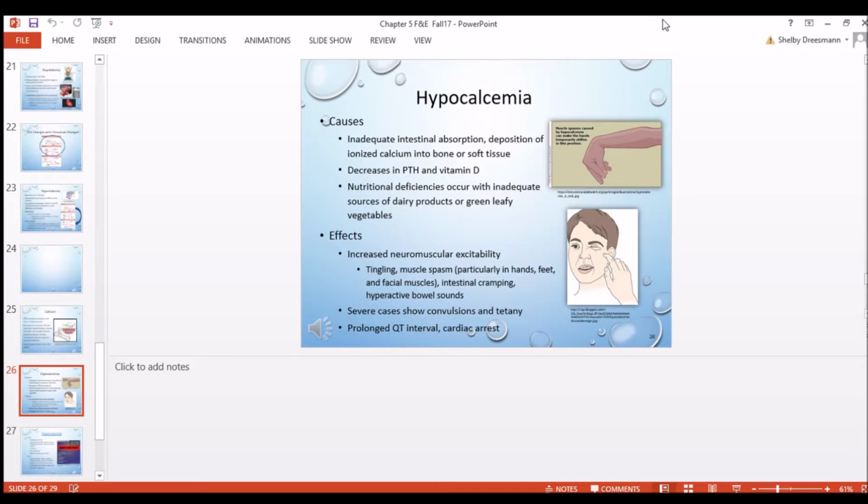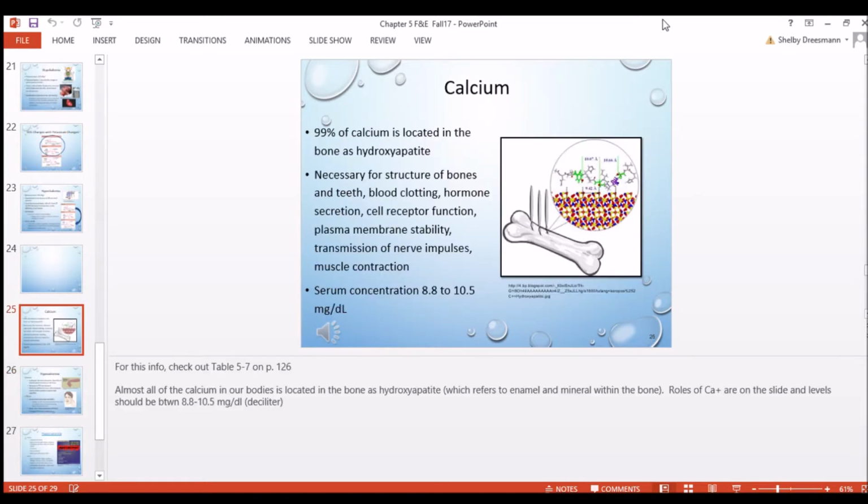Hypocalcemia. Oh, I skipped a slide. Calcium is mostly located within the bone. It's necessary for the structure of bones, cellular receptor function, blood clotting, membrane stability, nerve impulses, muscle contraction. Its concentration in the serum is normally 8.8 to 10.5.